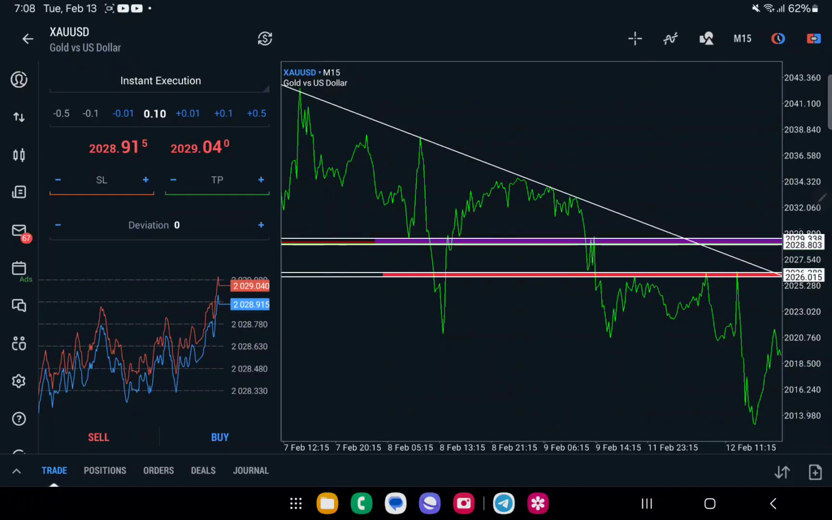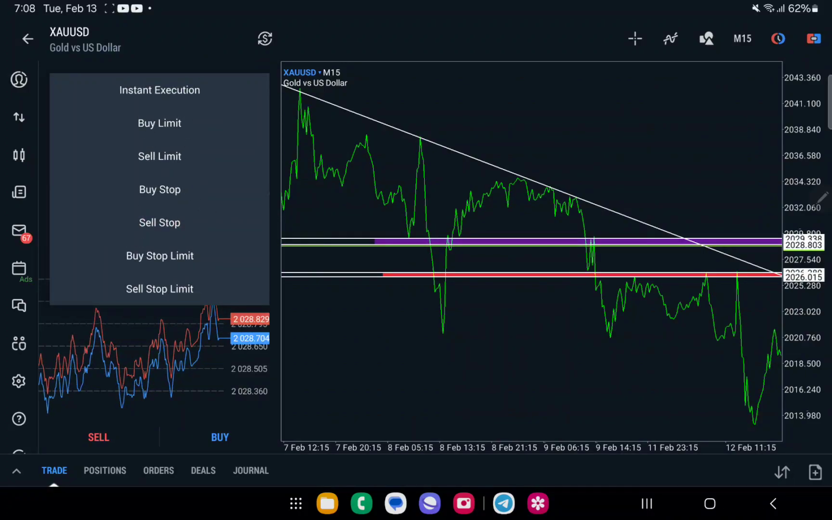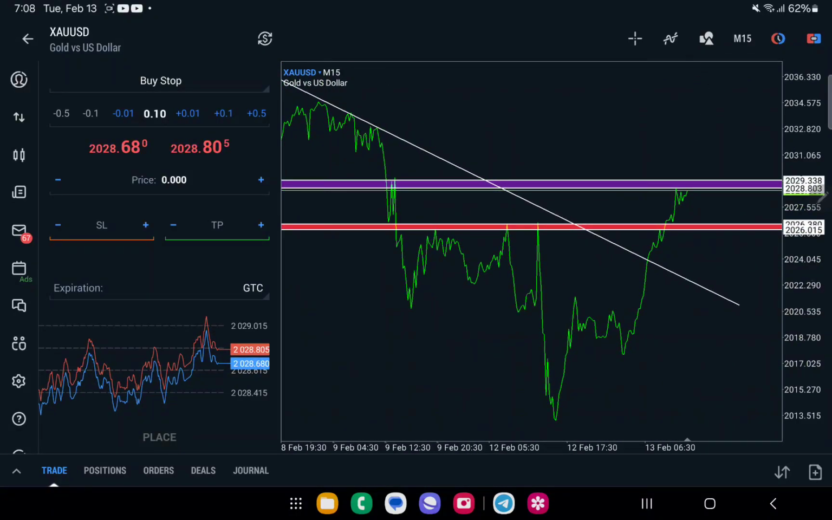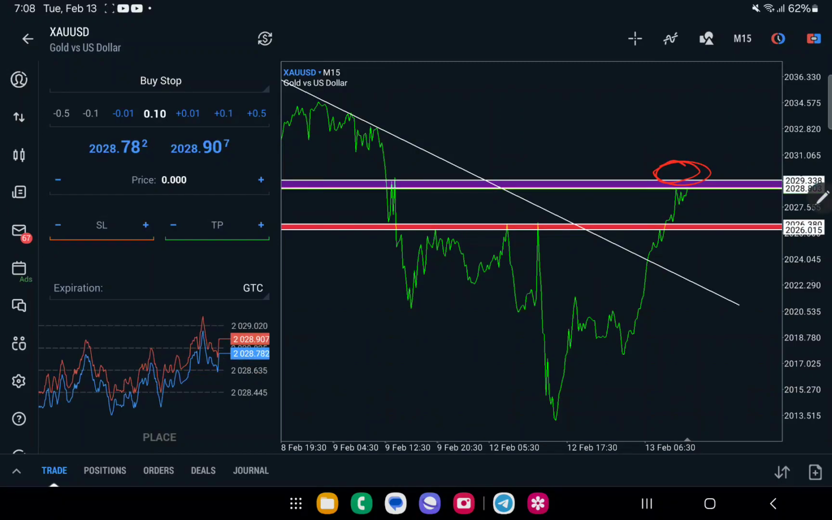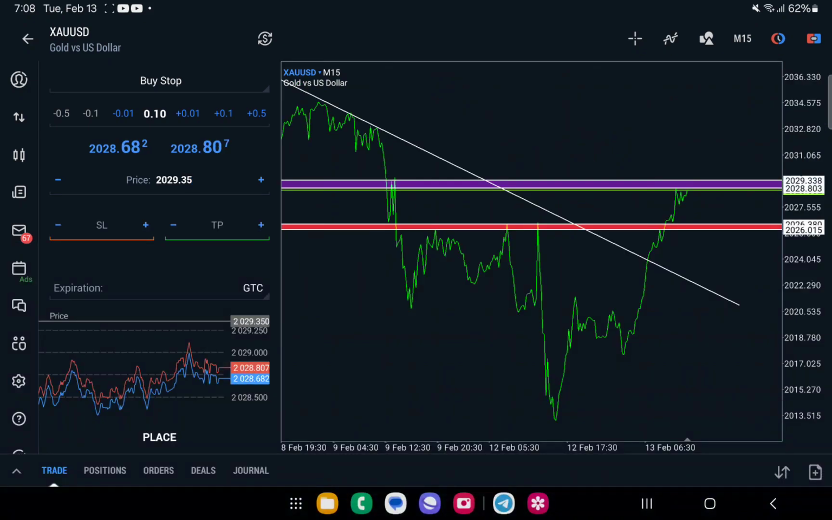Okay, so as you can see there, here is mentioned instant execution. So we need to select buy stop or sell stop, whichever you want to do. Suppose we want to take a buy stop around that zone. That means 2029.338 over here, and we just need to select buy stop over here, and our price. What is our price? So suppose our price is 2029.35 or something else, as you want to put.